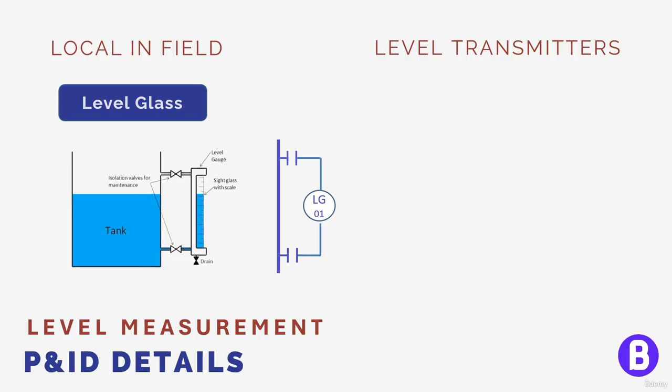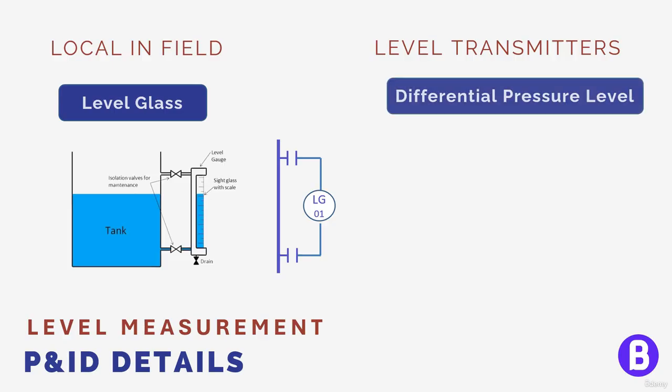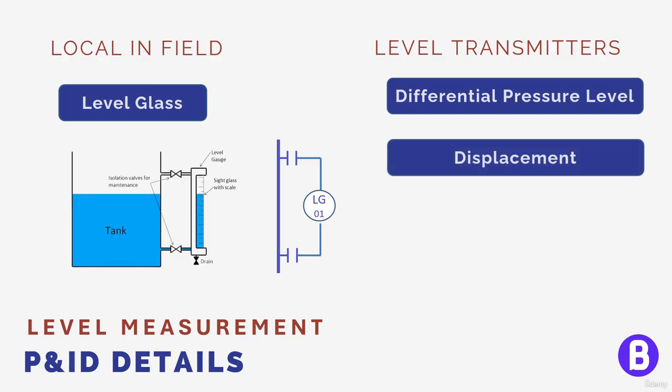There are various types of level transmitters, such as the differential pressure level transmitter, which measures the level in the vessel based on the difference in static pressure between the top of the liquid level and the bottom of the vessel. Or we can use displacement transmitters, which mainly depend on Archimedes' principle that a body immersed in a liquid will be buoyed up by a force equal to the weight of the liquid displaced. So the displacement transmitter considers adding a displacer body floating on the liquid surface, and based on the buoyant force, we can get the level reading.